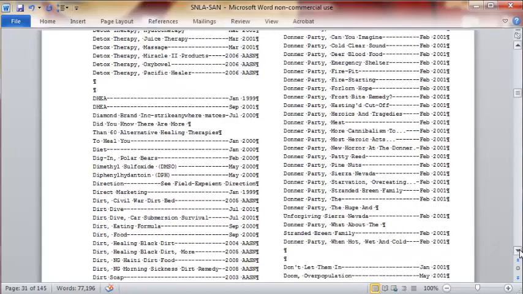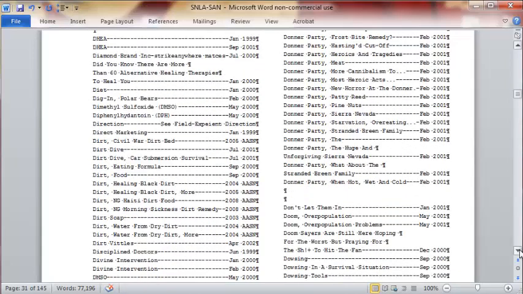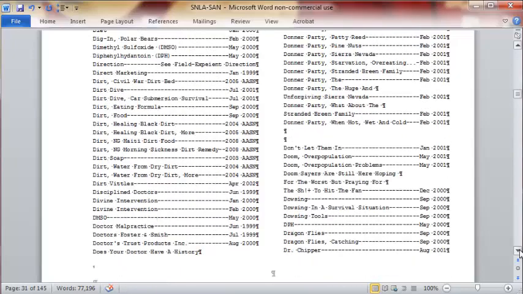Okay, Donner Party survival tricks. This Donner Party really touched my heart when I did that intensive research. Okay, real survival tricks by the Donner Party.